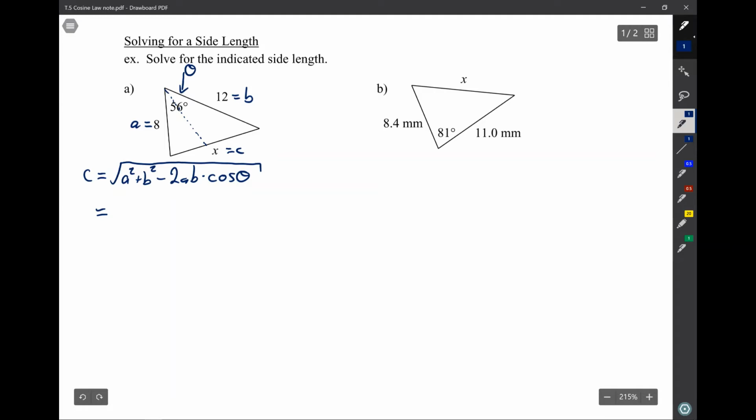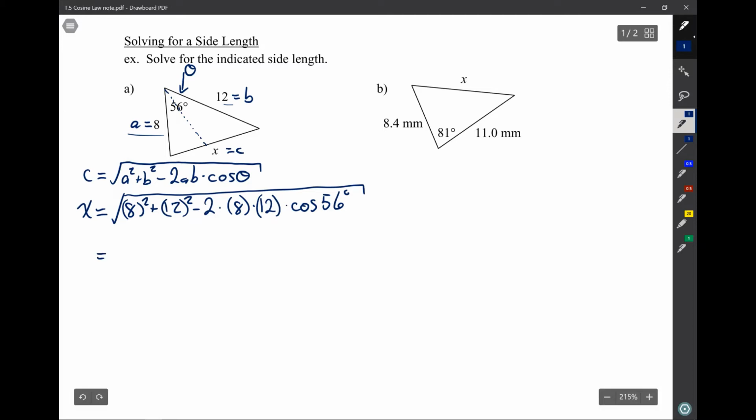Well, I don't know the side length C, so we'll leave that as an X. I do know side length A, that's 8. So 8 squared plus, and I do know B, that's 12. 12 squared minus 2 times A, and that's 8, times B, and that's 12, times the cosine of 56 degrees. And we can't forget all of this is getting square rooted.